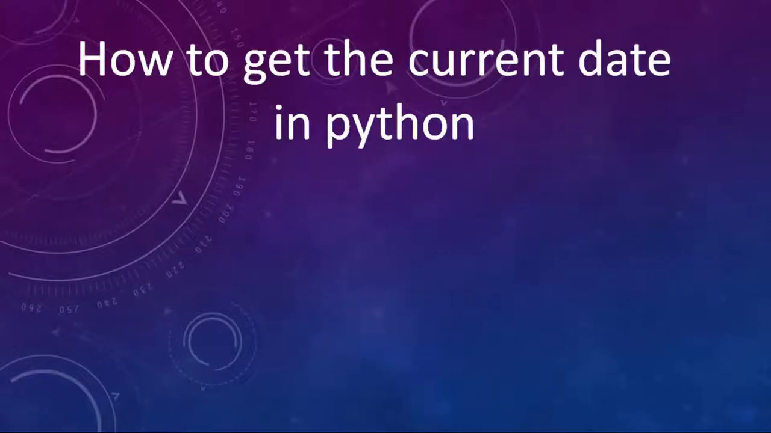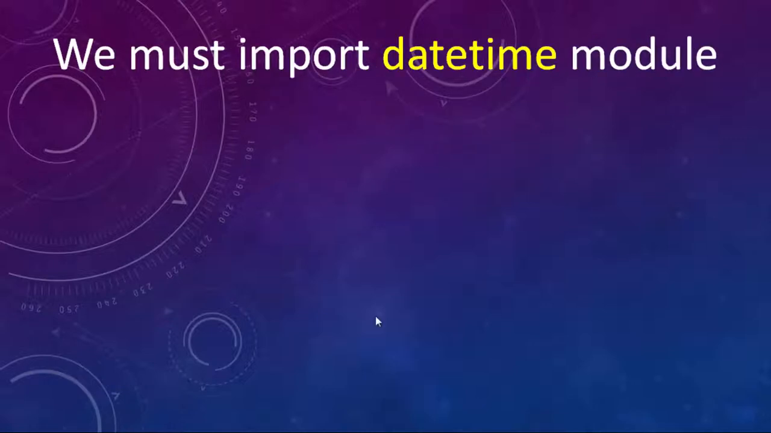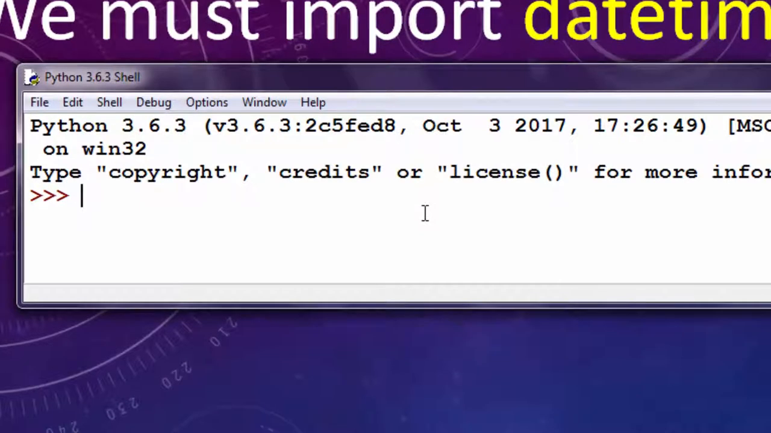Hi everyone, in this tutorial I'm gonna show you how to get the current date in Python. In order to do that, first we must import datetime module. I'm gonna open Python IDLE and I'm gonna import datetime module.